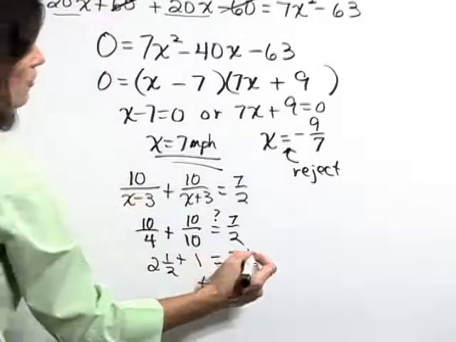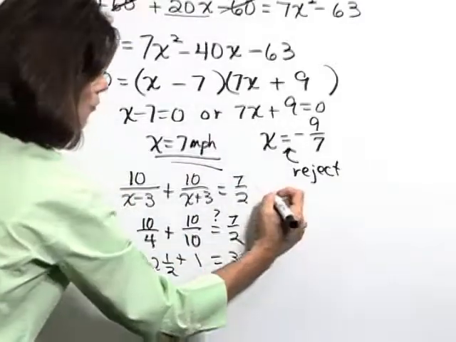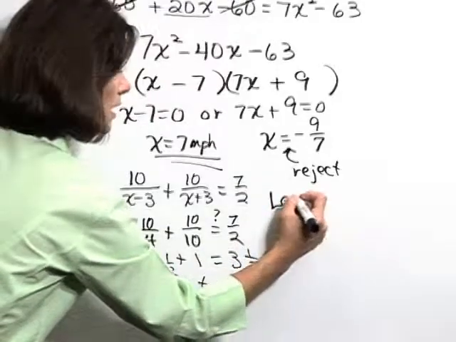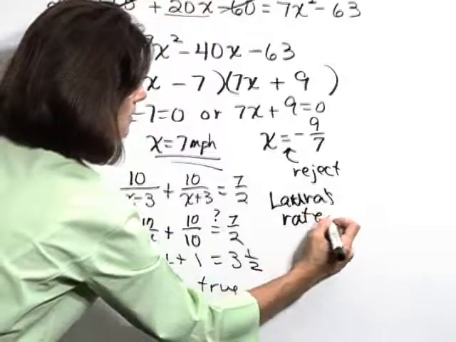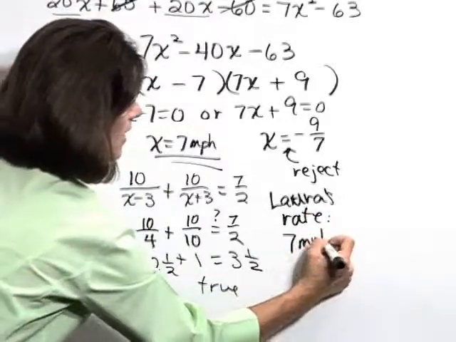Let's make sure we just summarize that very clearly. That is Laura's rate. L-A-U-R-A, right? Laura's rate. It is 7 miles per hour.